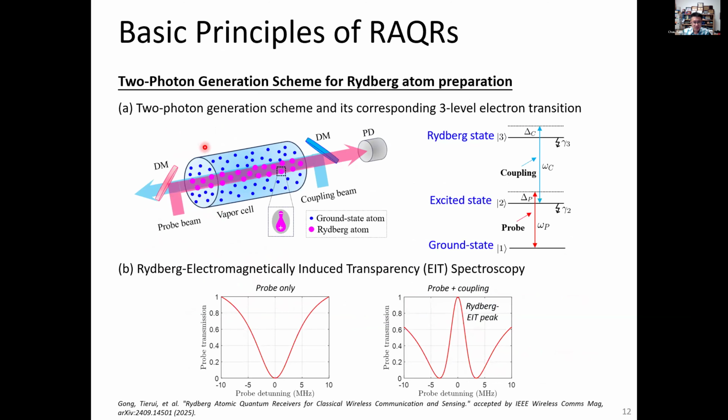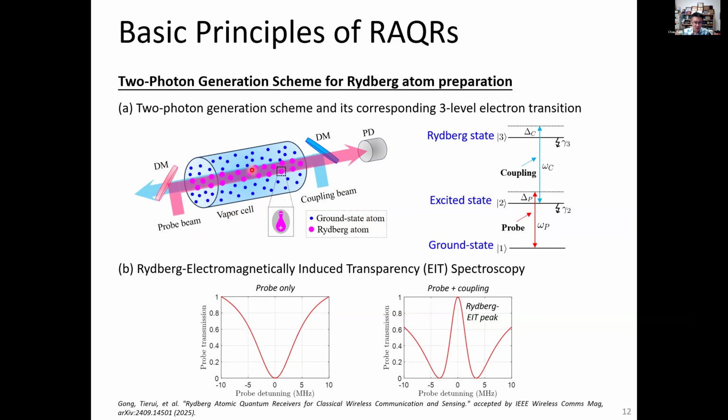Let's look into this in more detail. This is how a typical Rydberg atom sensor receiver looks. Over here you can see a cell. We call this thing a cell, and inside this cell there are many atoms. How many atoms are inside? The density is one parameter we need to optimize. Inside these cells, you can see some blue atoms, which are the ground state atoms.